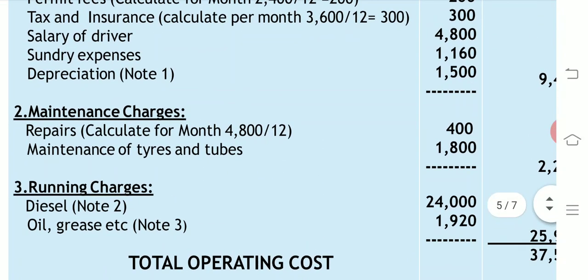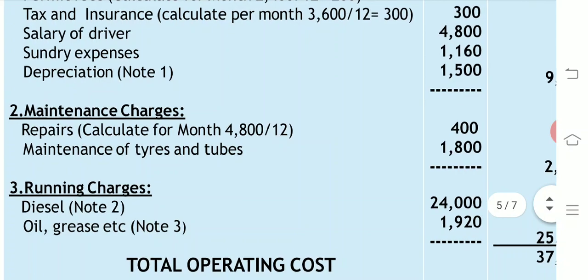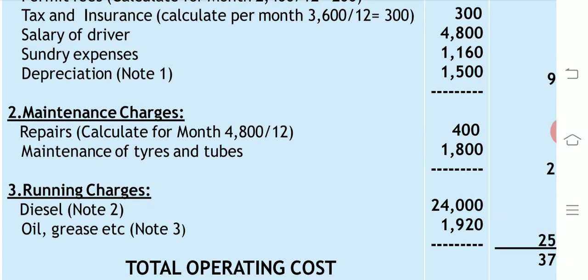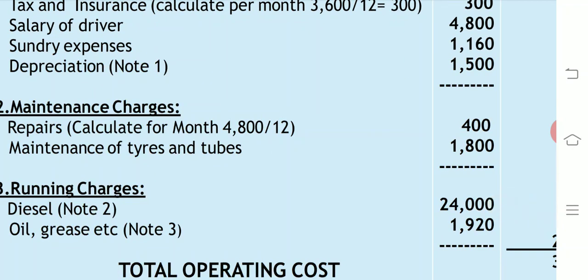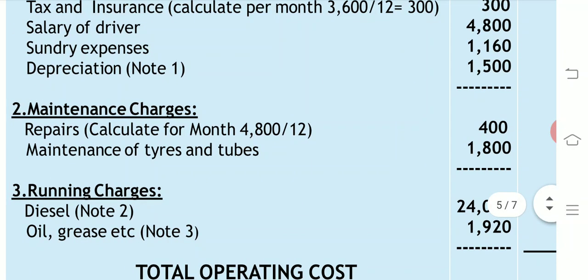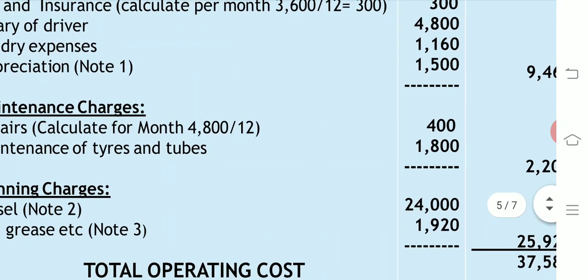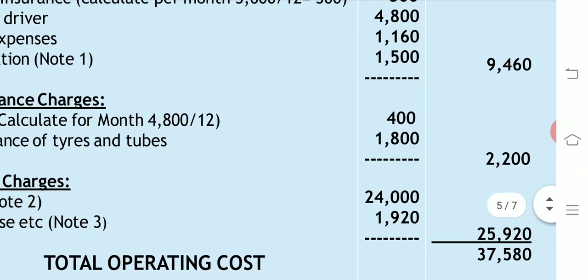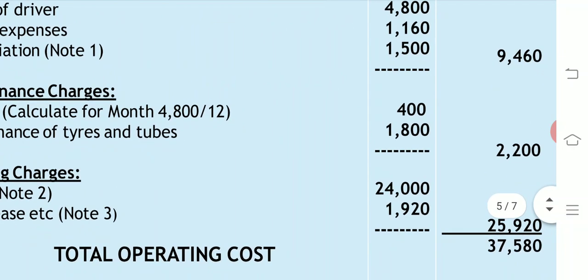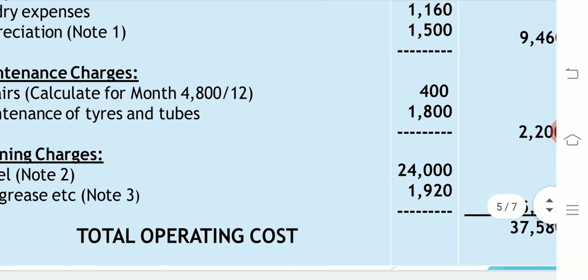What are the maintenance charges? Maintenance charges here are repairs and maintenance of tires and tubes. Repairs they have given per annum, 4,800 per annum. We have to calculate it per month: 4,800 divided by 12 is 400. Maintenance of tires and tubes they have given rupees 1,800 per month. So the total maintenance charges are 400 plus 1,800, that is 2,200.